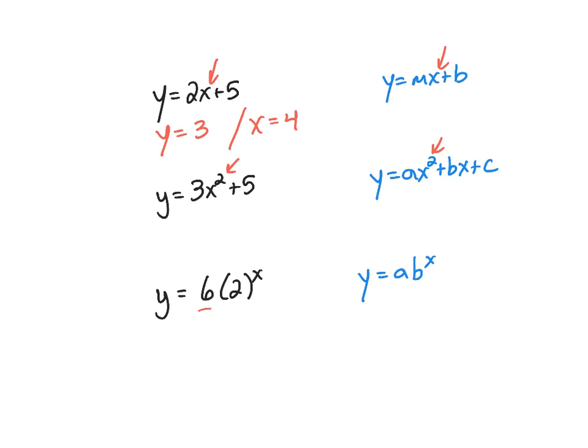And the last one, we have an initial amount, we have a multiplier, but the key here is that we have a variable exponent. Okay, so if you have a variable exponent, it's got to be exponential. So in both forms, we have that x for an exponent. It could be an n, it can be any letter, but it's got to be a variable.